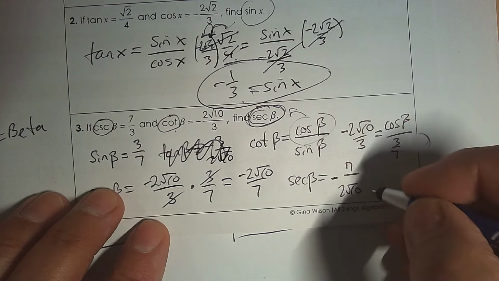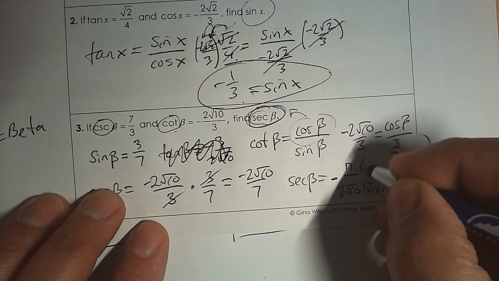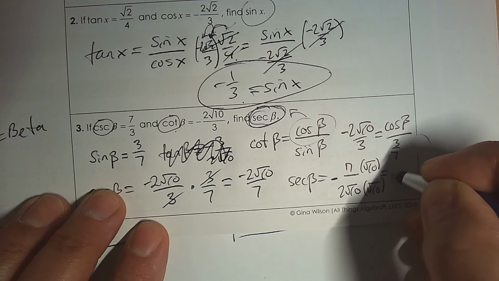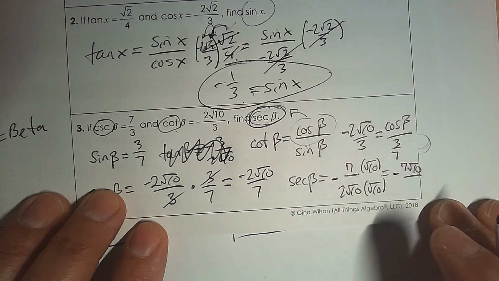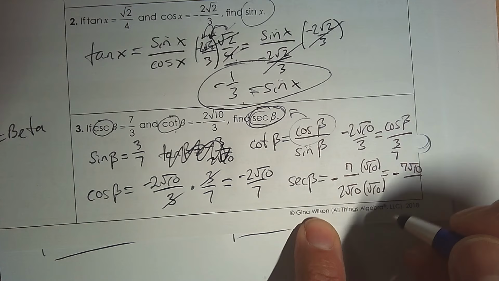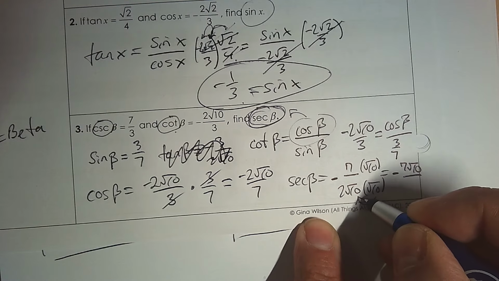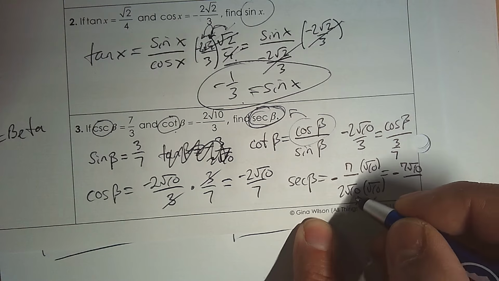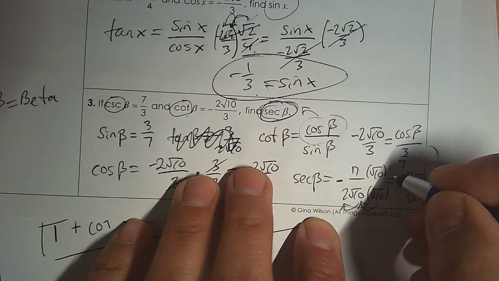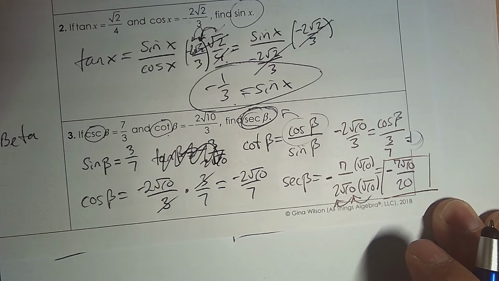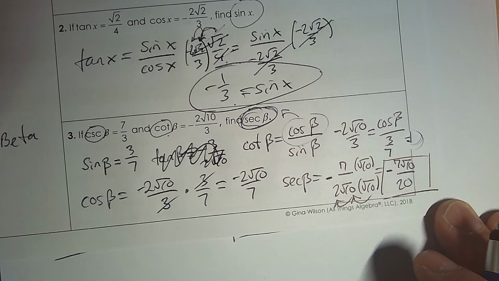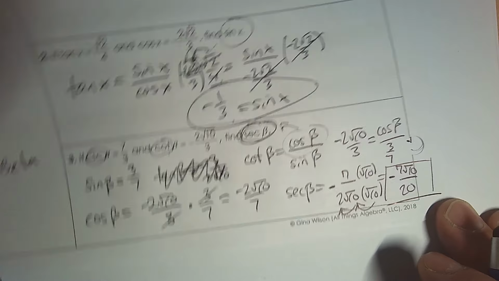And then I'm going to multiply top and bottom by root 10. So I get 7 root 10. And then, do you know how to do the denominator? Root 10 times root 10 is 10. And 10 times 2 is 20. And you have your answer. So secant was negative 7 root 10 over 20 using identities. Turn the page.